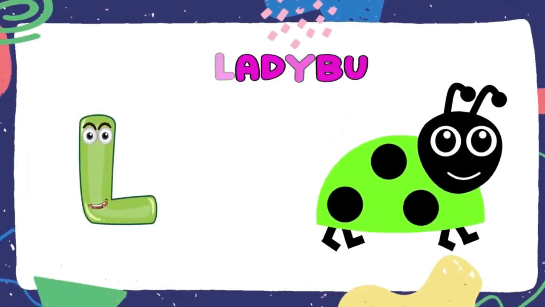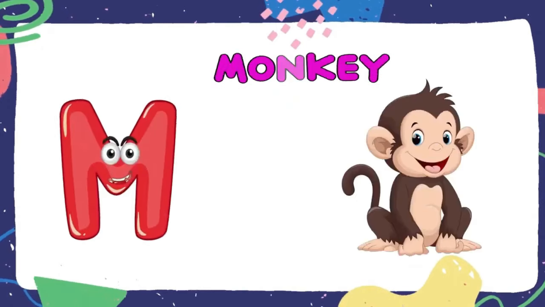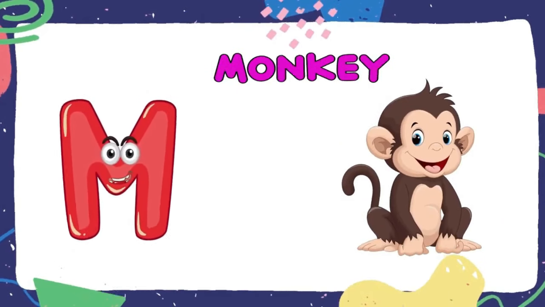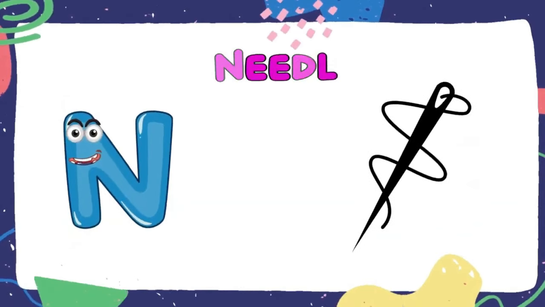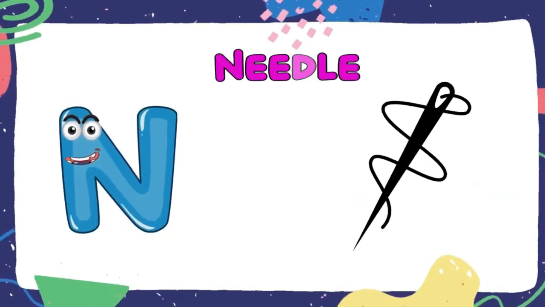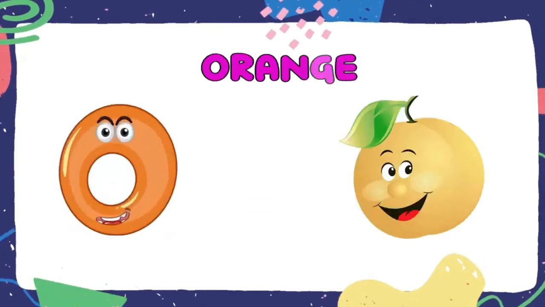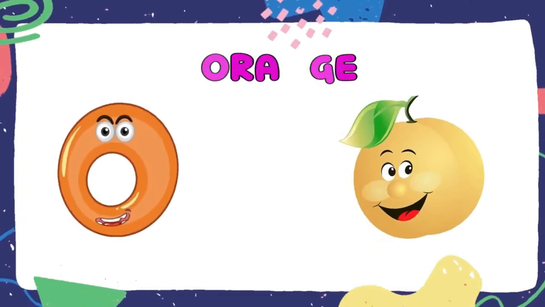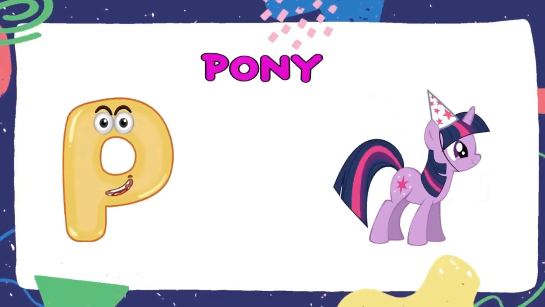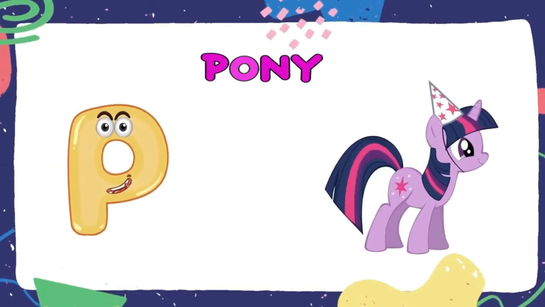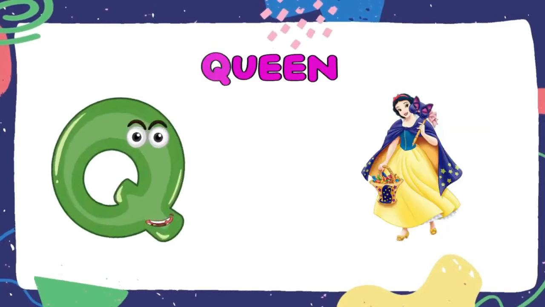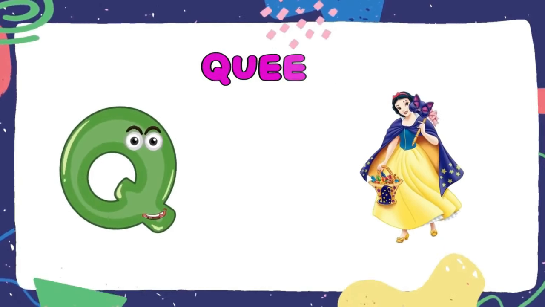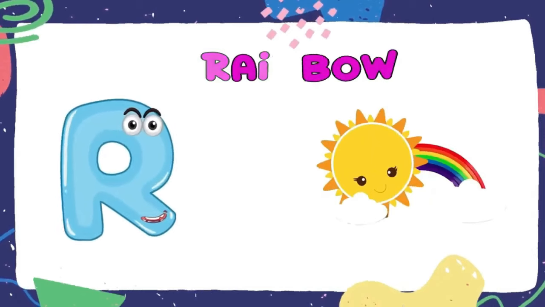M is for monkey, monkey. N is for needle, needle. O is for orange, orange. P is for pony, pony. Q is for queen, queen.